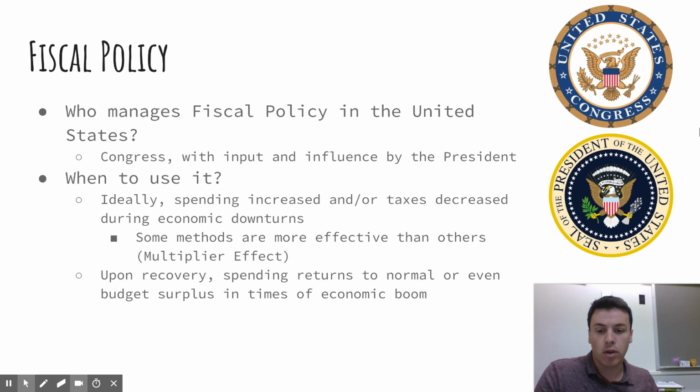Now, again, ideally, rarely do we actually see this, but upon a recovery, spending should return to a normal level and even to the point of budget surplus, where you have more money coming in than going out in times of an economic boom. We don't see that very often, because it's fairly unpopular policy to come into an election and say, I plan on raising your taxes and cutting programs because the economy is doing so well. It's kind of a tough sell. So in theory, the policy works great. In reality, there are political arguments that come out with all of this, and it does not typically work as stated in the theory.